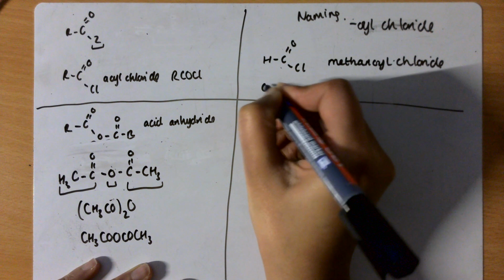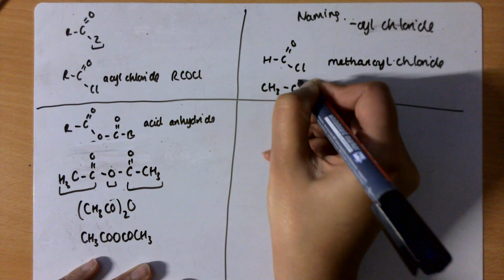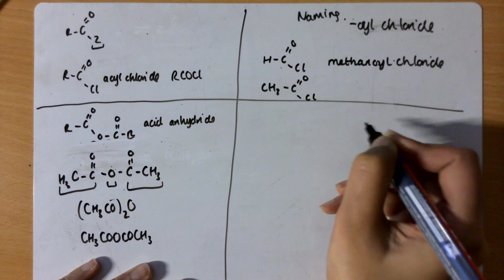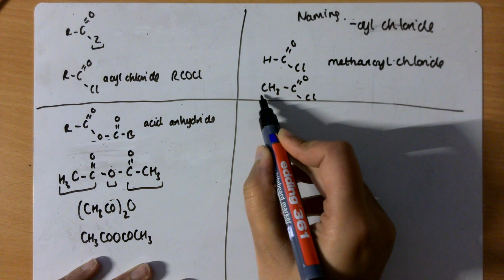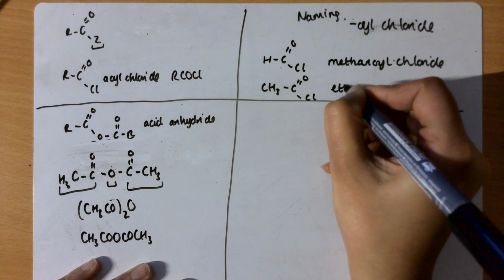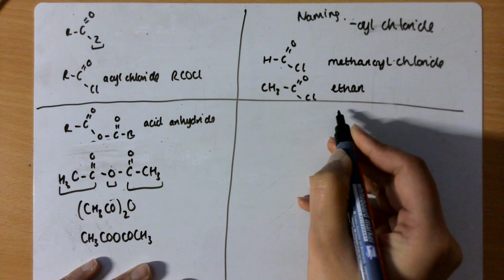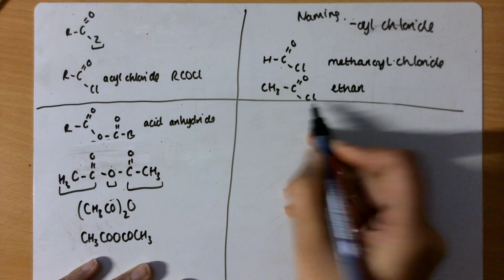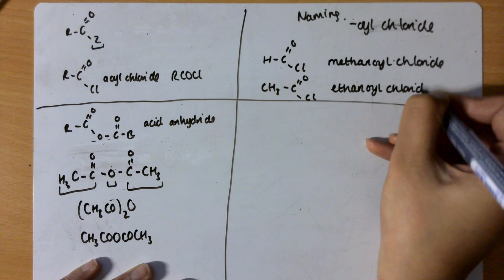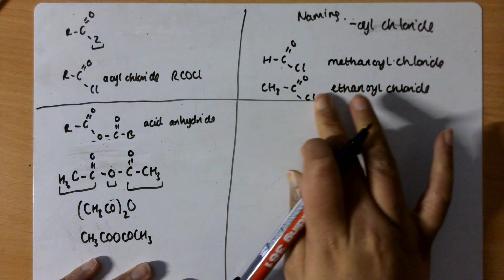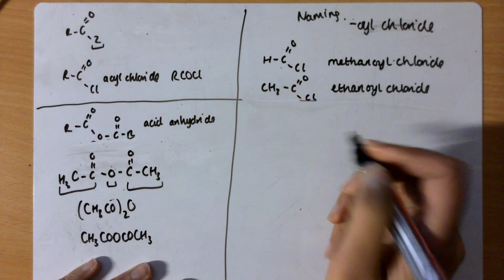If I had this, my longest carbon chain, with that being carbon 1, is 1, 2. So I have an ethane, and then once again CO to Cl, ethane, oil chloride. We could take it one step further because I'm just a little bit awkward.